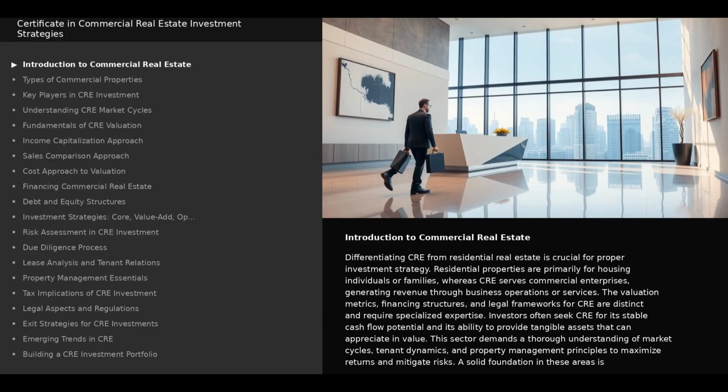Investors often seek CRE for its stable cash flow potential and its ability to provide tangible assets that can appreciate in value. This sector demands a thorough understanding of market cycles, tenant dynamics, and property management principles to maximize returns and mitigate risks. A solid foundation in these areas is indispensable for long-term success.